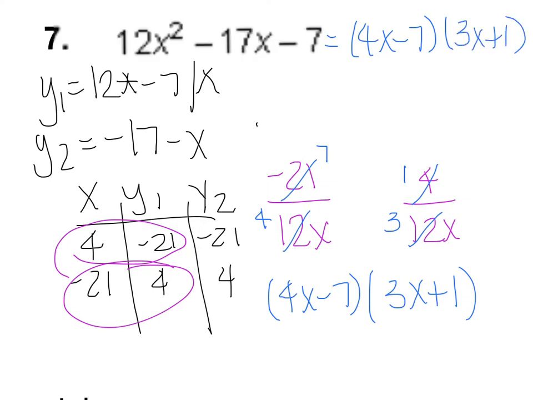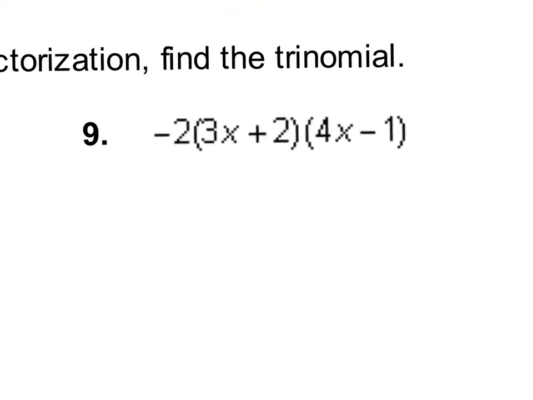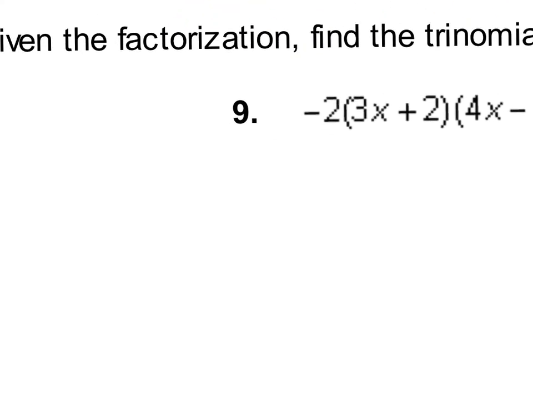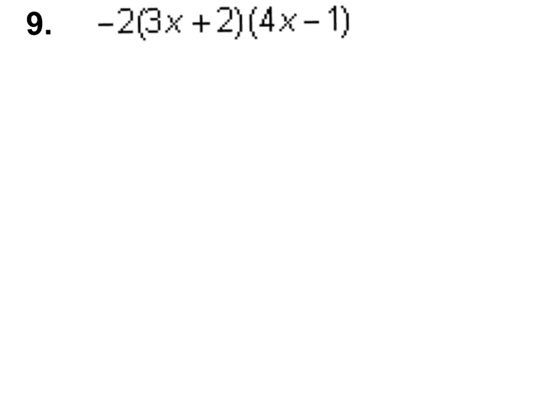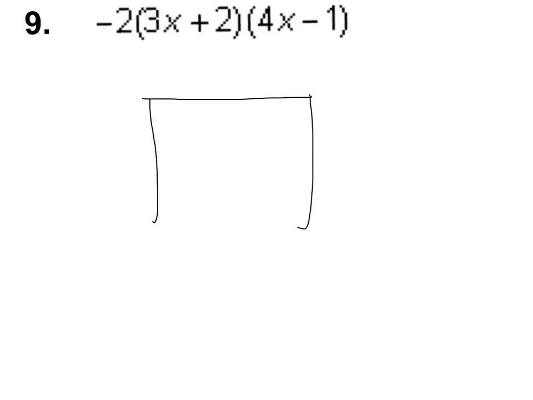All right, one more problem. We're going to do number 9. And number 9 is really nice. It says, given the factorization, you're supposed to find the trinomial. So this time, instead of factoring, we're actually going to go forward and multiply this out. When you have to do this, the easiest way to do these problems is the box method. When you have something like this in front, always save that for last, by the way.